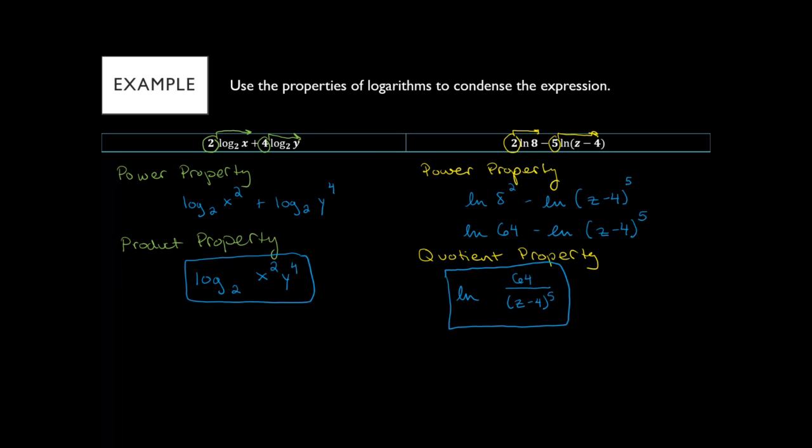Yeah, Phil, go ahead. I was just wondering, I know we did the subtraction. I'm thinking about where we have the ln 64 minus ln z minus 4 to the 5th. I'm used to, I guess, normally having a negative, like a -5, and that would normally tell me that it's on the bottom.